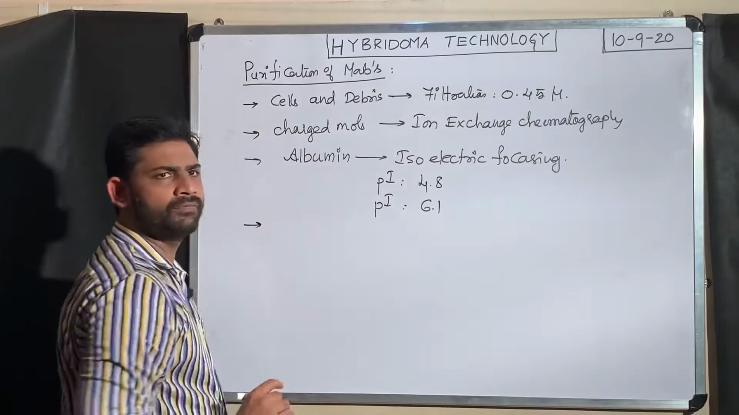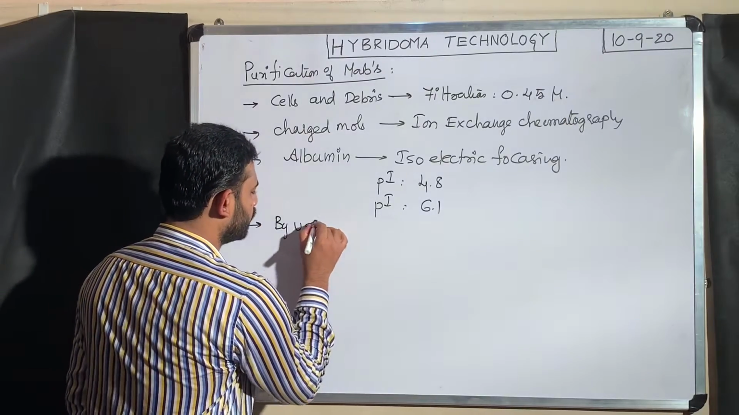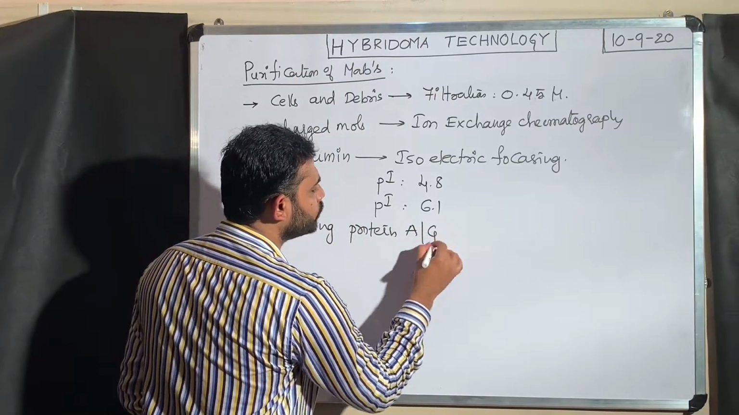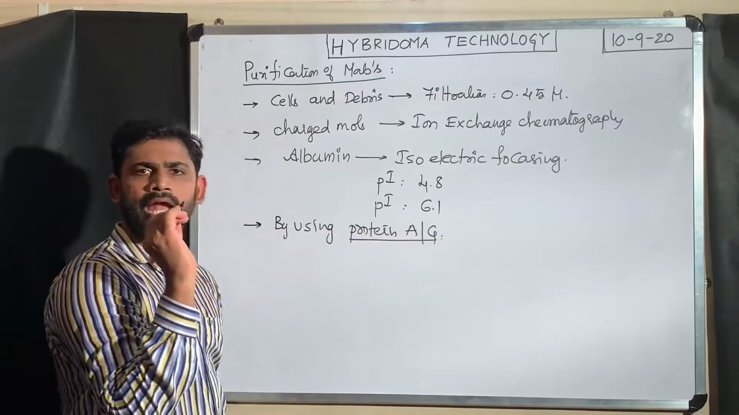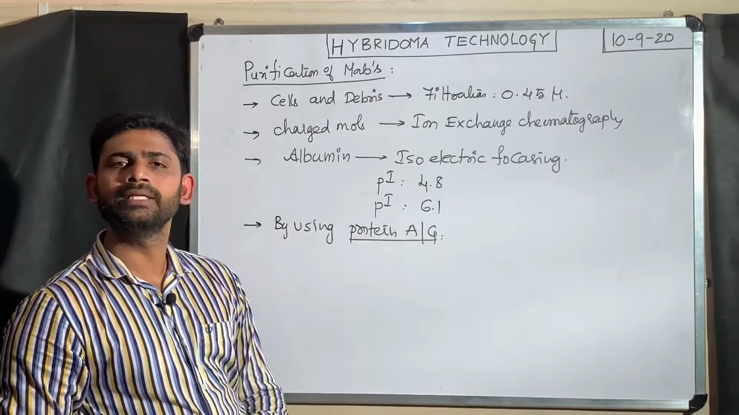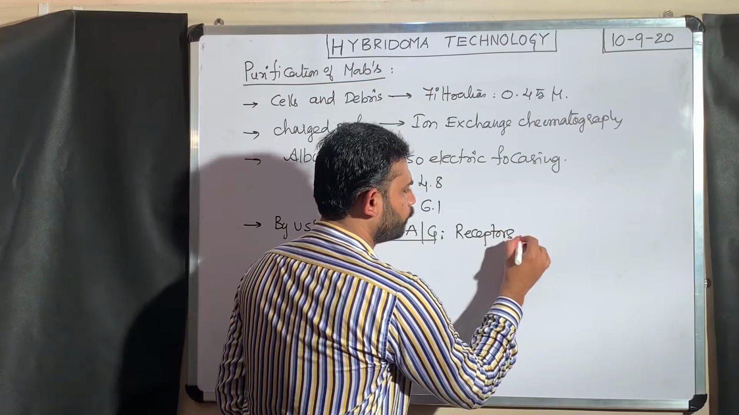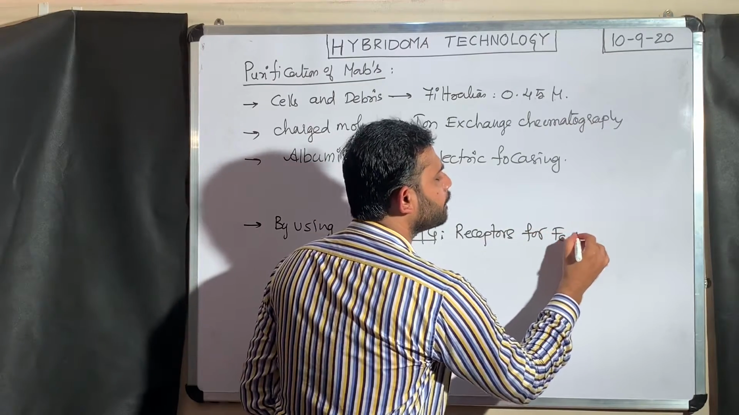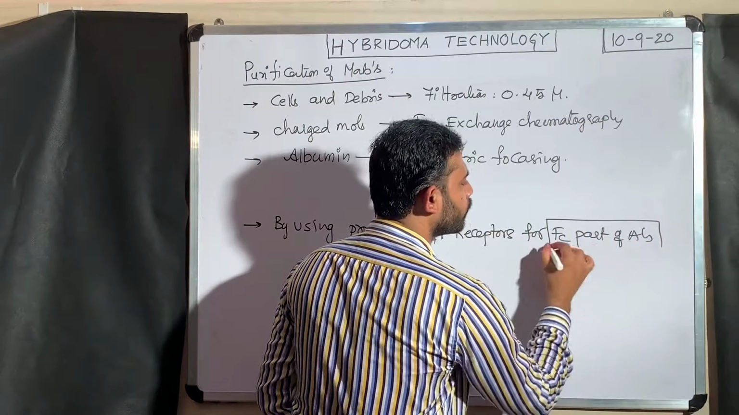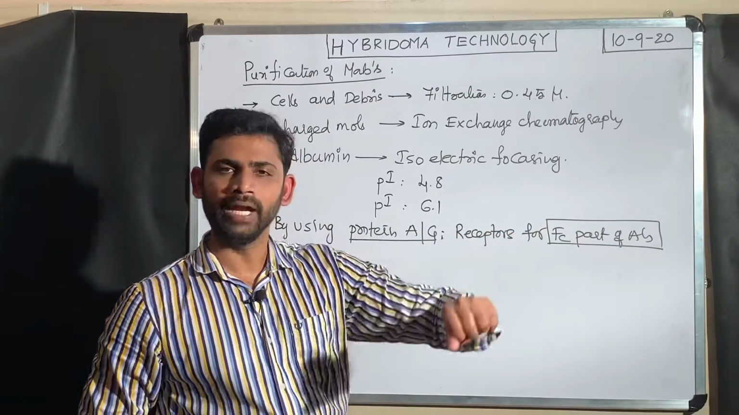A very advanced technique for the purification of monoclonal antibodies is by using a recombinant protein, that is protein A or G. This is a very advanced technology for the purification of monoclonal antibodies. This protein A or G is a protein containing receptors for the Fc part of the antibody. I will explain. Protein A or G contains a receptor for the Fc part of the antibody.